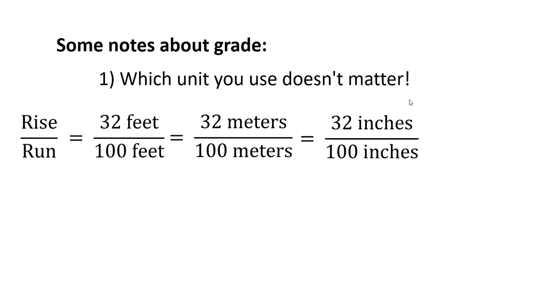And why it doesn't matter is because the units are the same. In each of these fractions, you have the same unit in the numerator and denominator, which means the numerators and denominators will divide each other off in all three of those cases, and you're left with 32 over 100, which is just 32%. So it doesn't matter what units you use, so long as they're the same. That's the important thing. That's the only thing that matters, that they are the same unit.